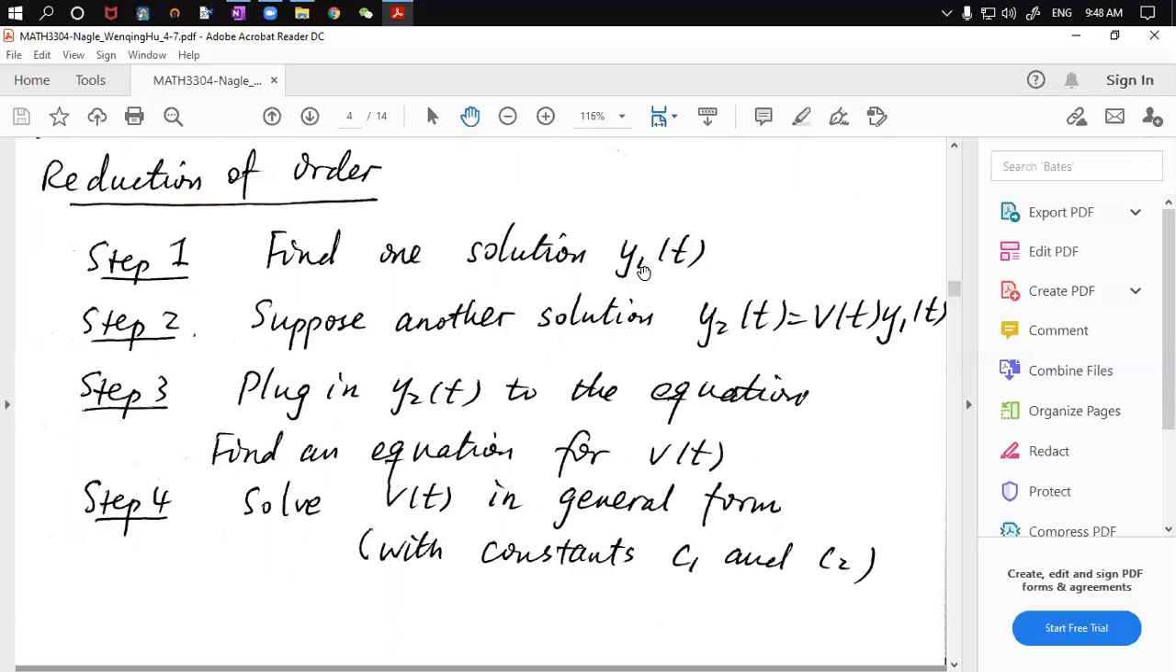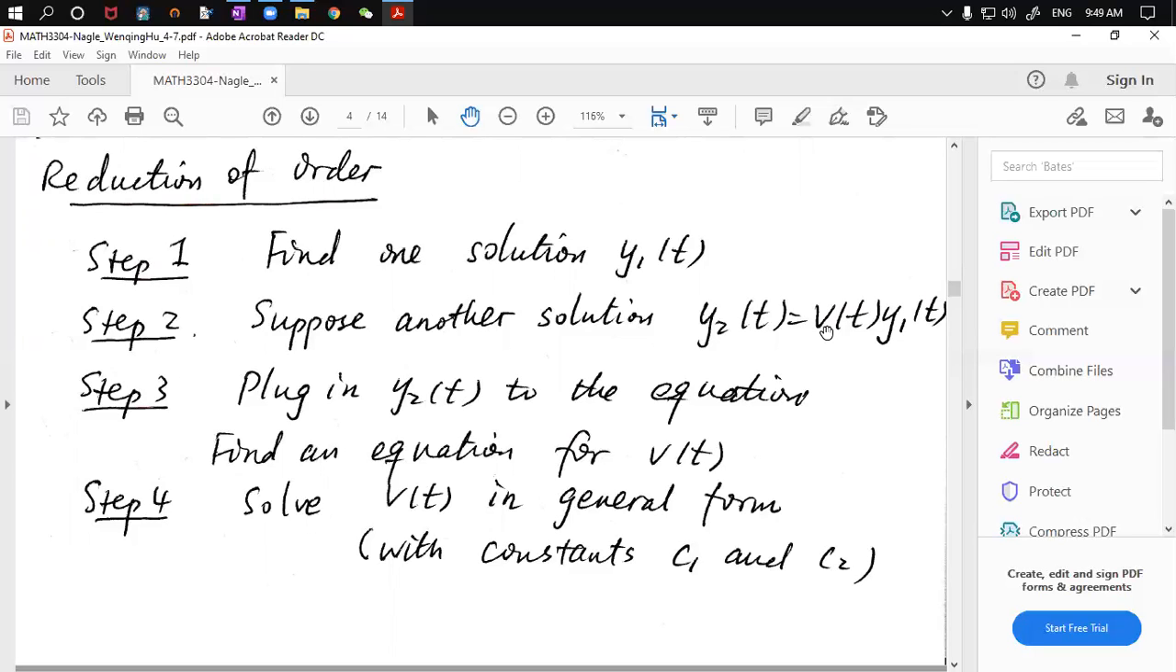Now, reduction of order is such a method that if you know the first solution, then you just say the second solution differs from the first solution by a factor function, v of t. And then you reduce everything to finding v of t. In order to find v of t, you have to use the original equation that y2 satisfies, so that v(t) is going to satisfy a much more reduced equation. That's why we call it reduction of order.